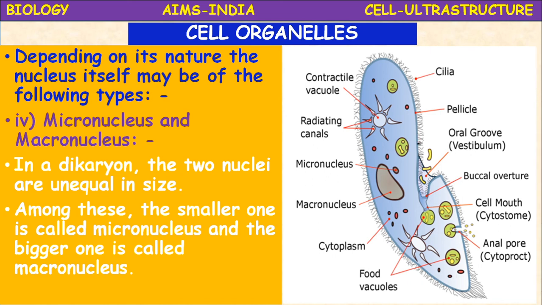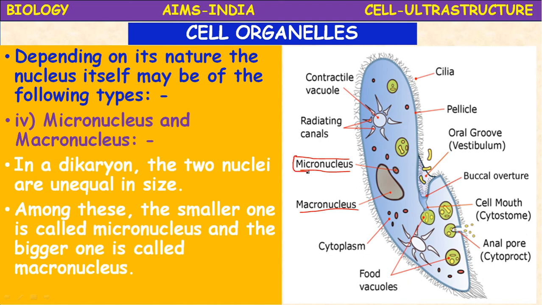A paramecium is a unicellular organism, a protozoan, a eukaryotic cell. It possesses two nuclei inside. It's a dikaryotic cell. One is the large one, called macronucleus or meganucleus, and the smaller one is called the micronucleus. These two nuclei perform different functions. The macronucleus performs vegetative functions, means digestion, respiration, excretion, like that, and the micronucleus performs the reproductive function, that is binary fission.